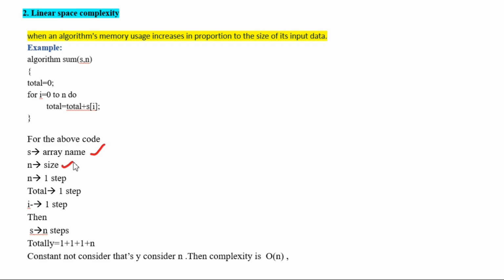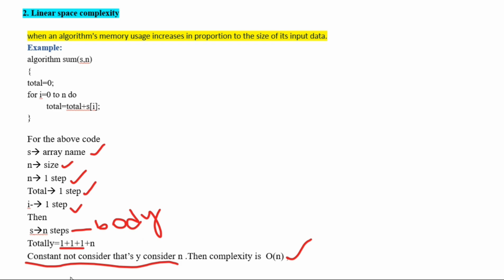So for the above code, S is the array name, n is the size and n is one step, total is one step and i is one step. So for this the constants are 3 and S will use n steps. Why? Because S[i] indicates the body of the loop, that's why it will use n steps. So total is 3 plus n. Constants we are not considering here, only the n value we are considering, so the complexity of this program is order of n. Thank you.